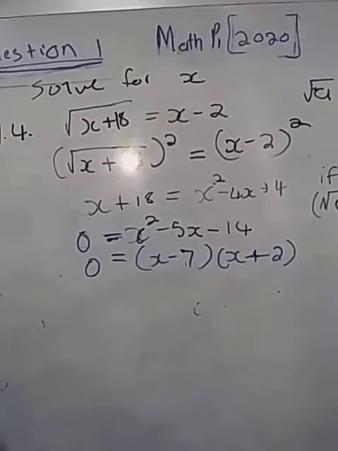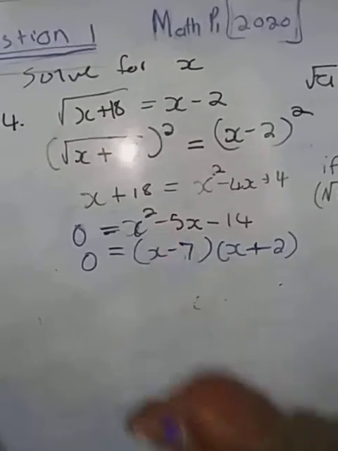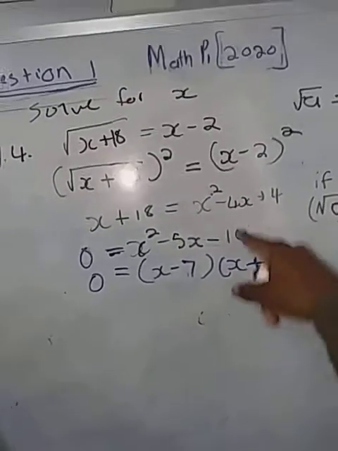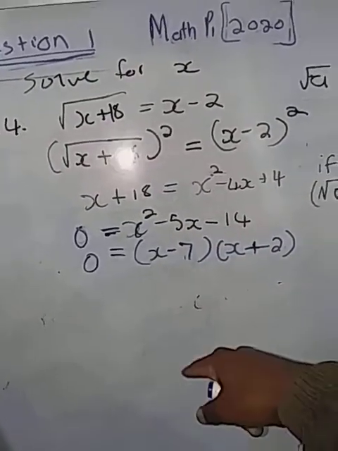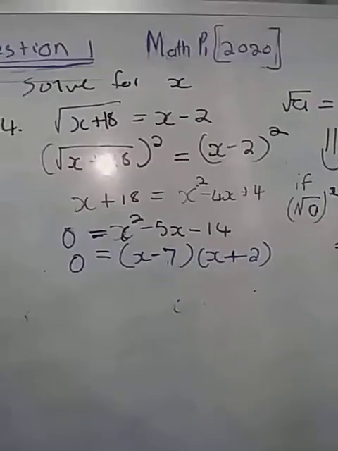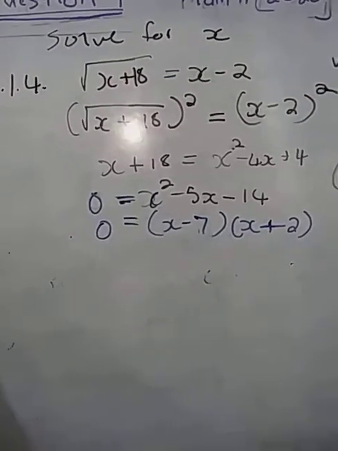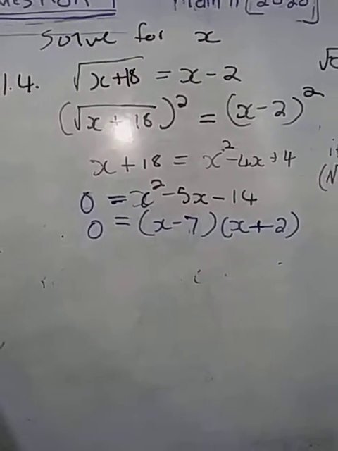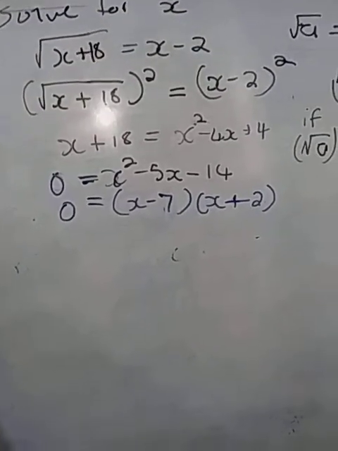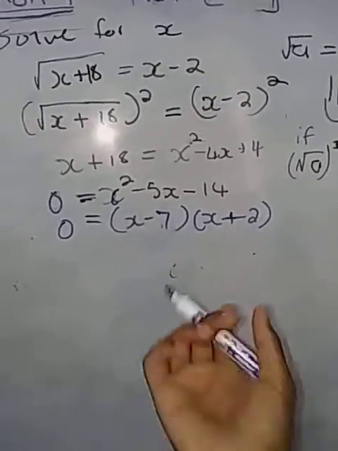Then we go to the middle term. If you go to the middle term, you can see that the middle term is negative. So when the middle term is negative, it tells you that the bigger factor of the last term is going to take the negative sign. So I can say, when your last term is negative and also your middle term is negative, it means you're going to have opposite signs inside the brackets.